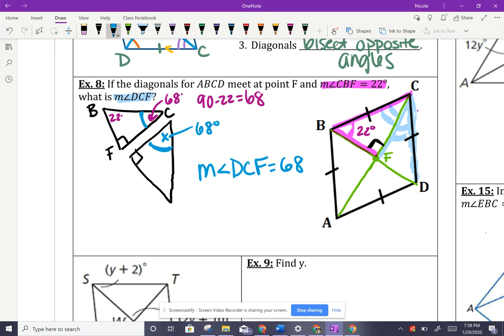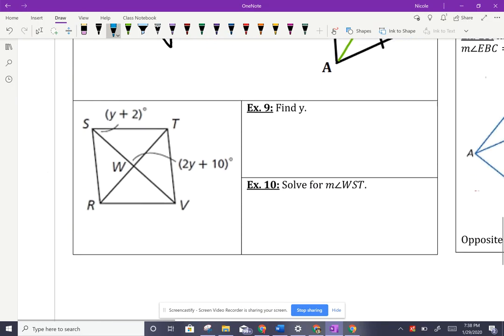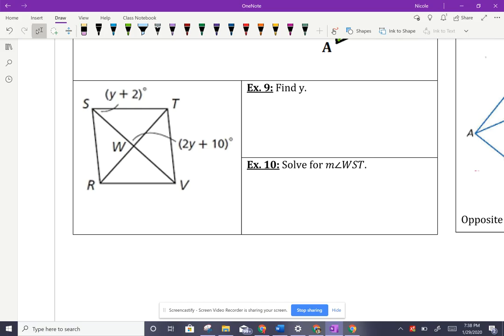Okay. Don't forget all those marks of congruency. Let's look at examples 9 and 10. So example 9 says find Y. Alrighty then, let's do that. So Y is used in two different angles. It's used in angle TSW up here, but it's also used in SWT.